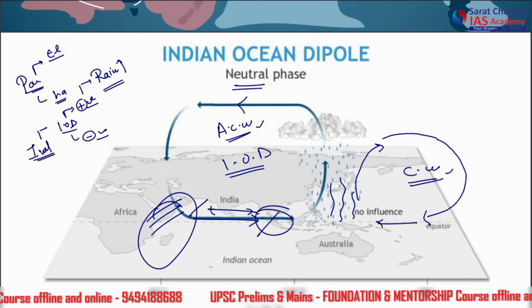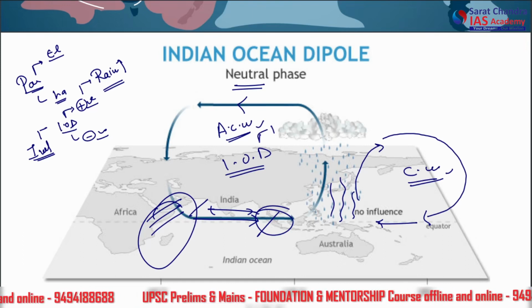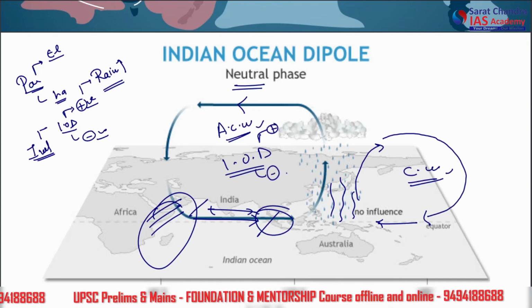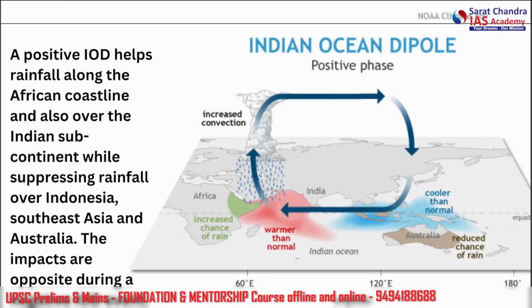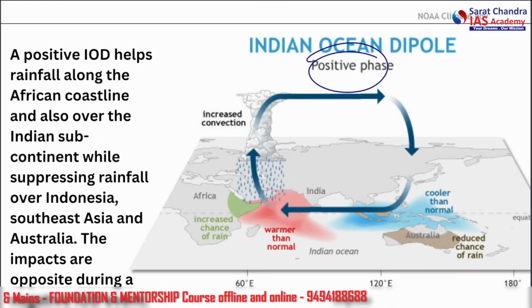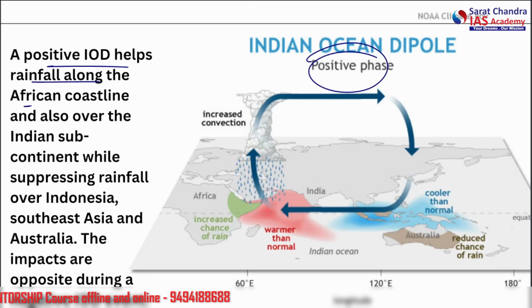Similarly, we see two types of changes in the IOD, the positive phase and the negative phase. Let's see what happens in the positive and negative phase. All right, this is the positive phase, which helps rainfall in India. Positive IOD helps the rainfall along the African coastline and also over the Indian subcontinent.